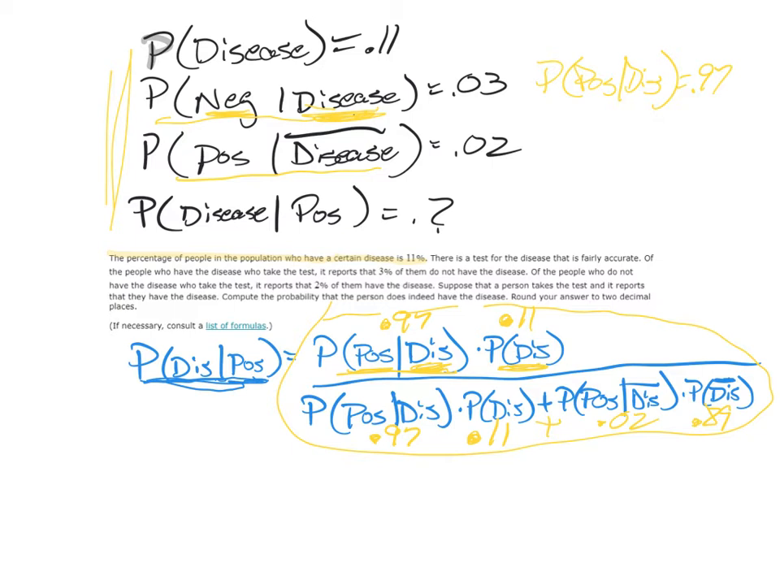All right, so then it's just a matter of typing all that in. How many decimal places? 2 decimal places. 0.86. There's about an 86% chance that, given that you tested positive, you actually have the disease. All right, you're going to need to practice.